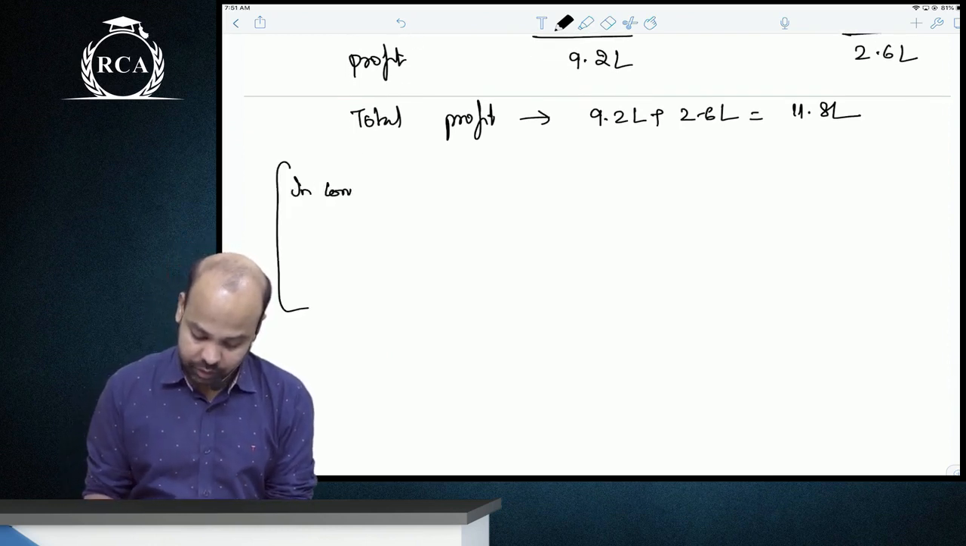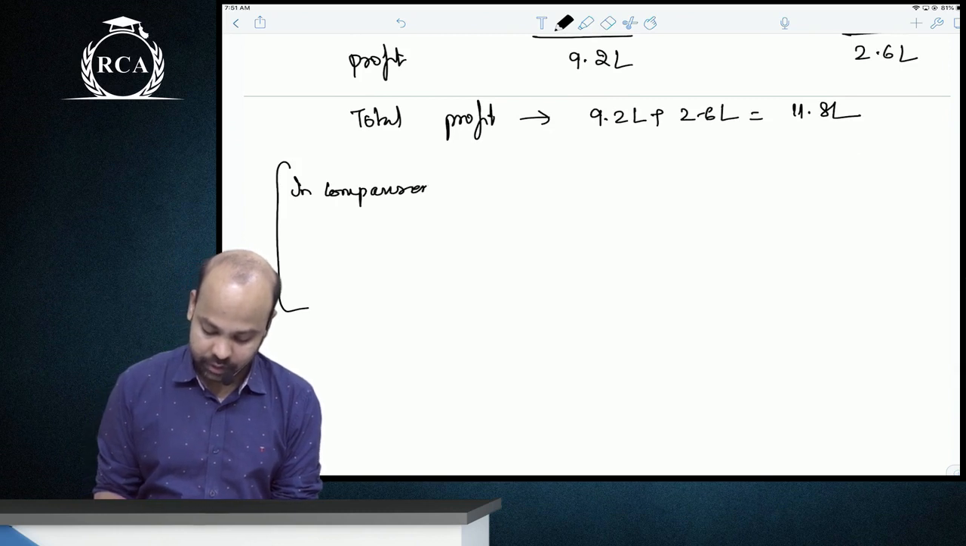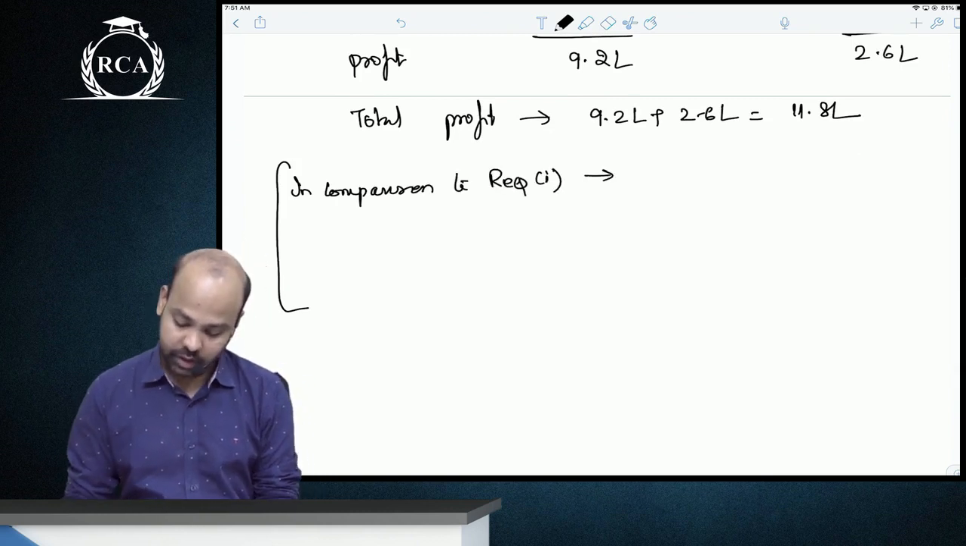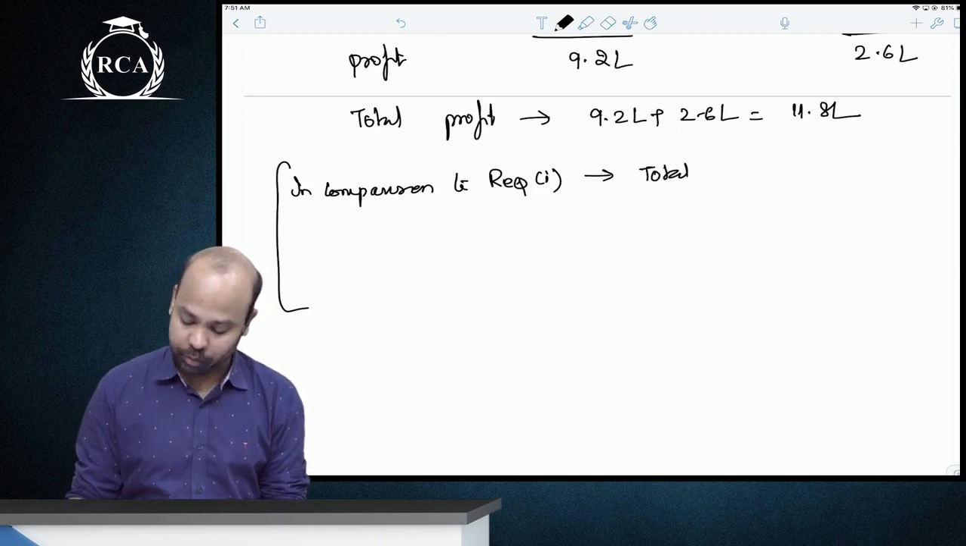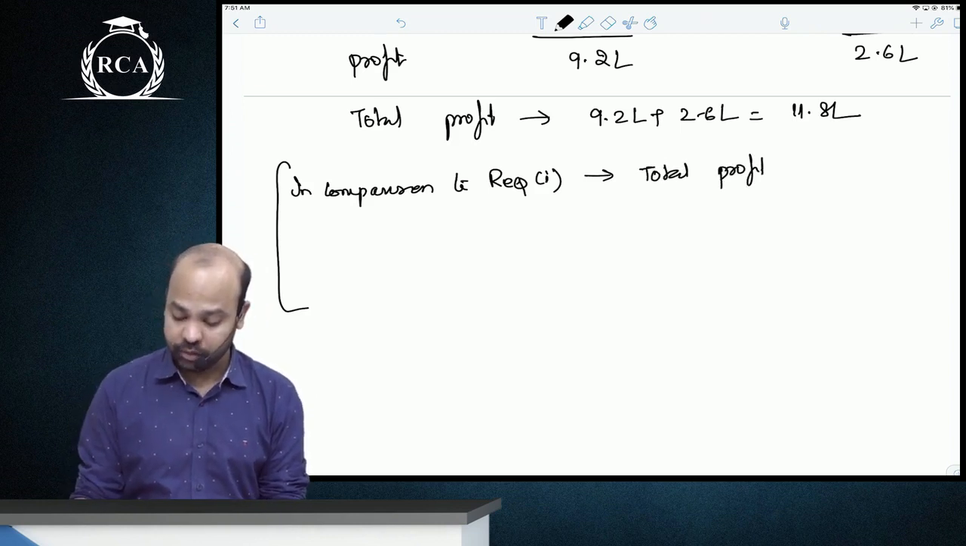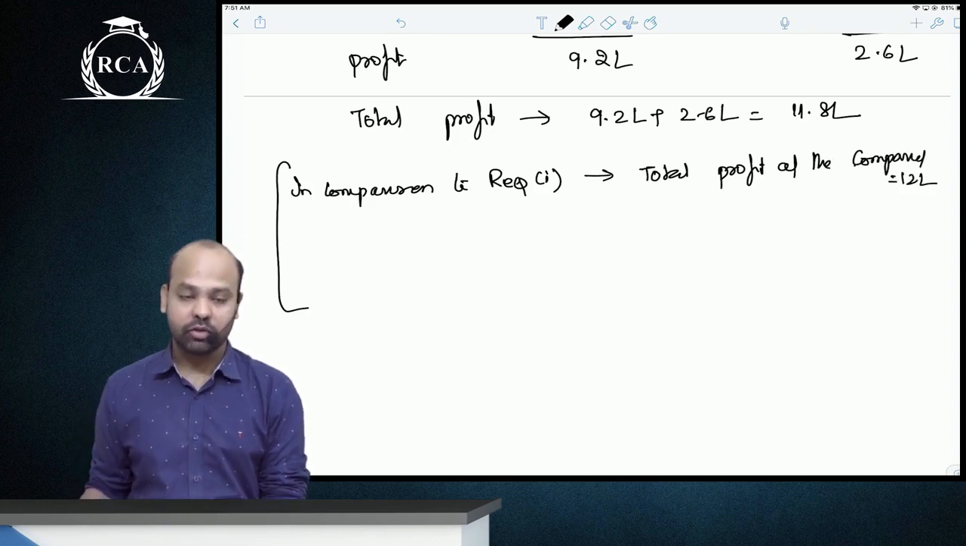In comparison to requirement 1, this is not required, beta, because he only asks us to compute profits, guys. But in comparison to requirement 1, beta, the total profit of the company is 12 lakhs. This is actually not required, guys.